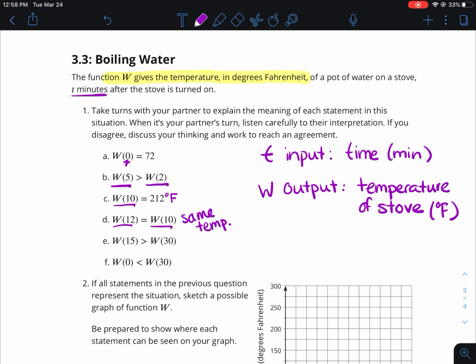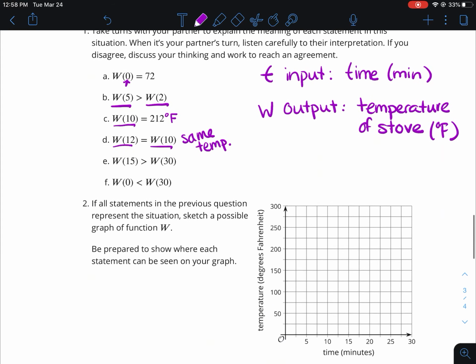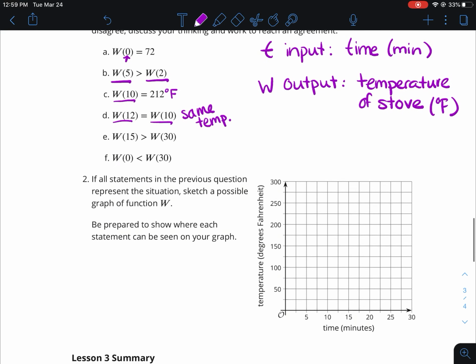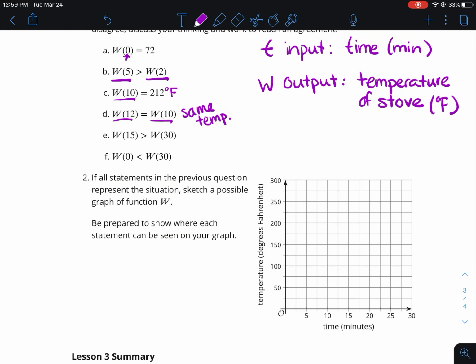W of 15 is greater than W of 30. It probably started cooling down, so after 15 minutes the temperature was higher than after 30 minutes. W of 0 is less than W of 30, so after 30 minutes it probably hasn't totally cooled down yet. So assuming all of those are true, we are going to make a graph.